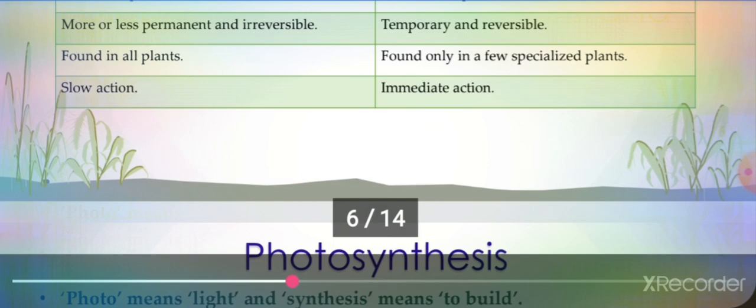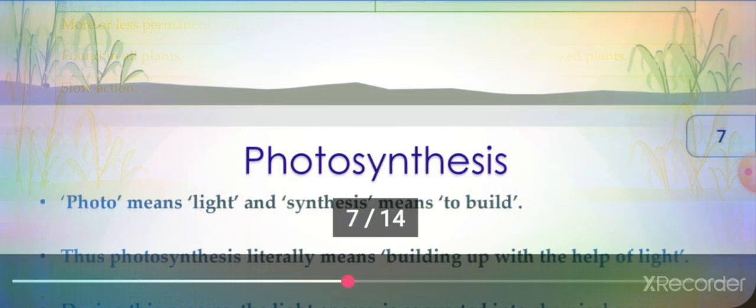But these nastic movements, they have an immediate action. For example, this touch me not plant. If you touch, the leaves will fall. Within a short time, they open, they come to their original position. So these are the differences between tropic and nastic movements. It's a 3-mark question.